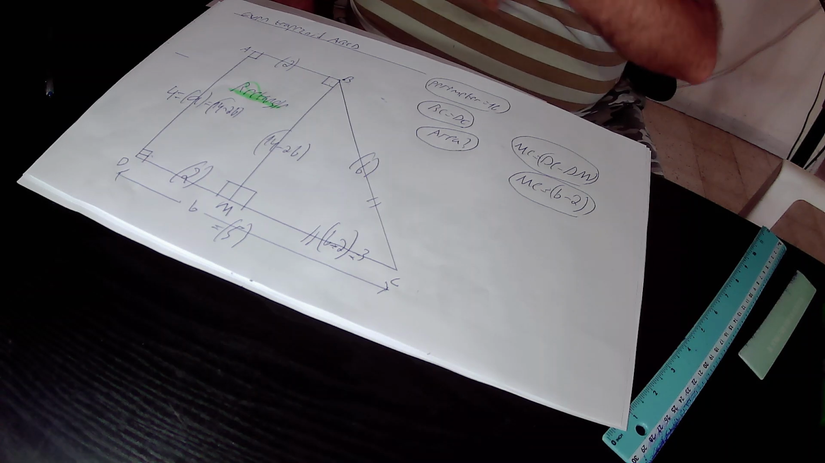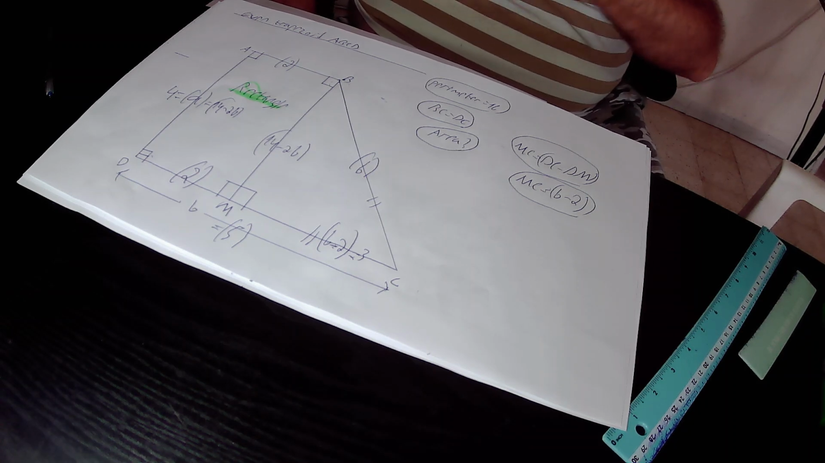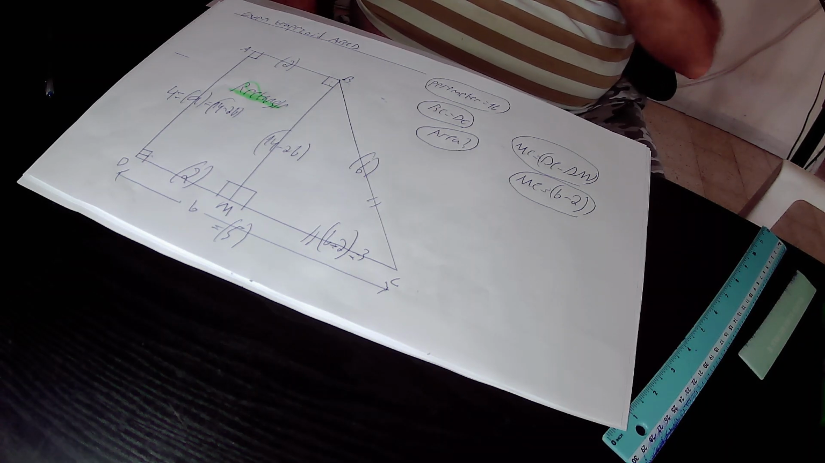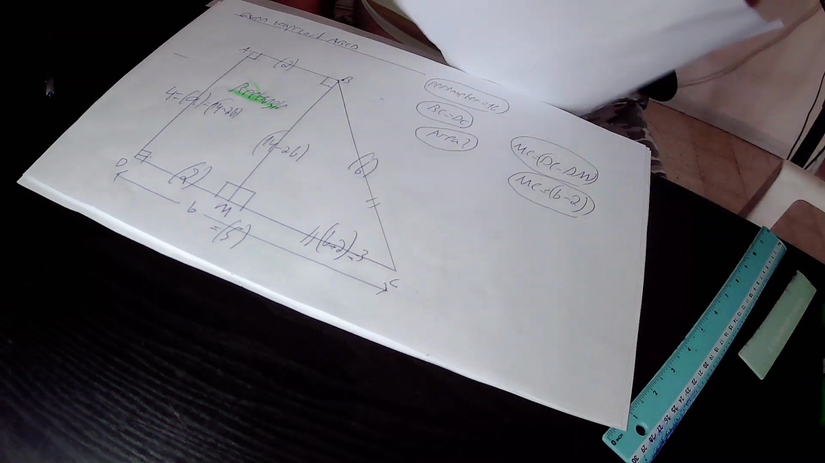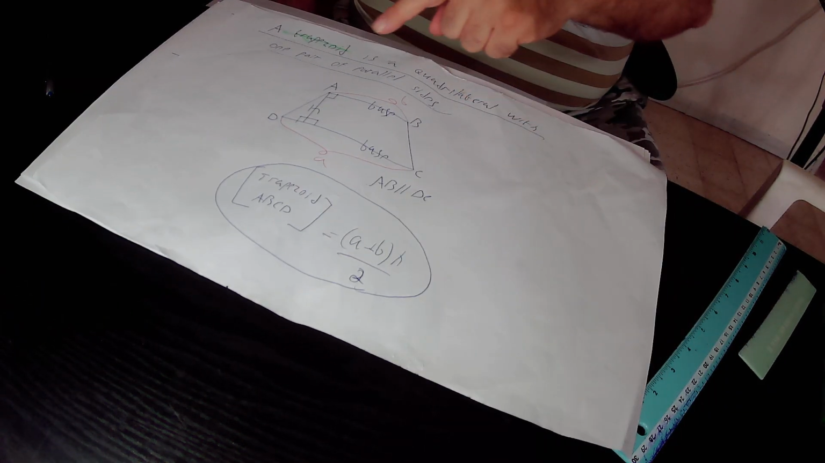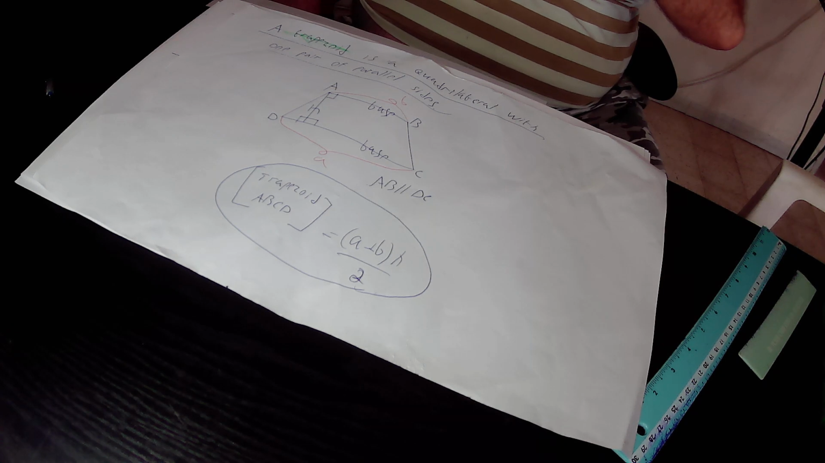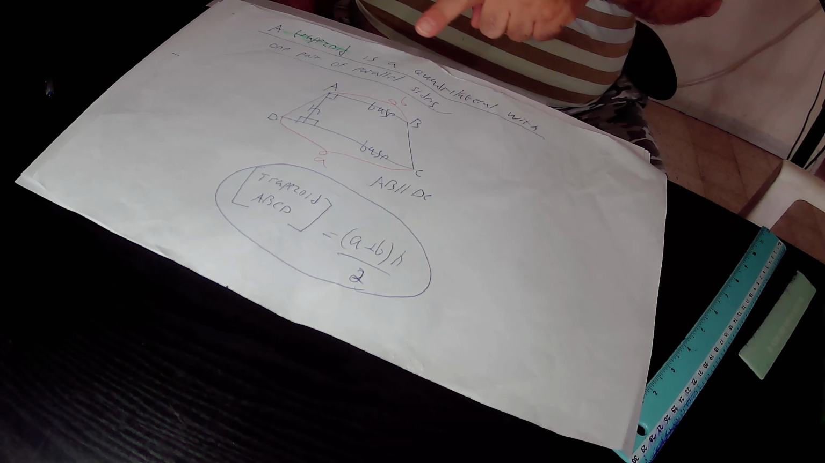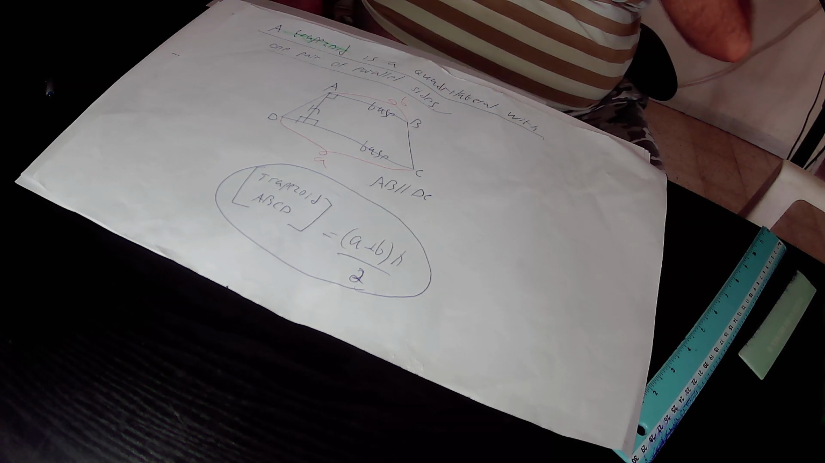So what is a trapezoid? A trapezoid is a quadrilateral with one pair of parallel sides. This is trapezoid ABCD. Side AB is parallel to the opposite side DC.